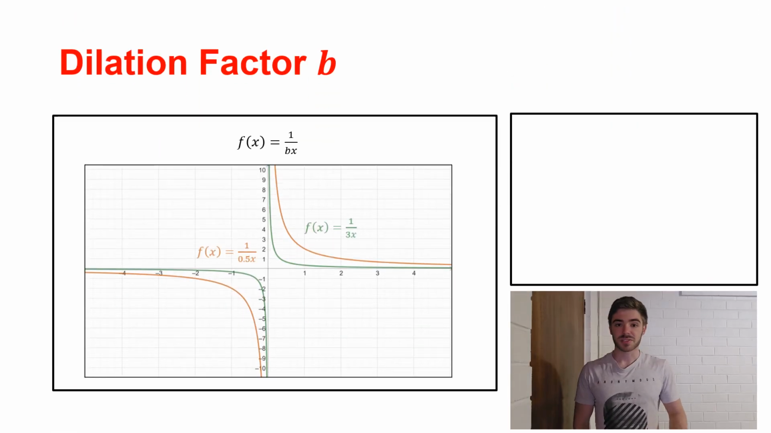The b term is very similar to a. It works in the opposite direction though. So as b gets larger, we actually see the hyperbola get closer to the axes. And as b gets closer to 0, the hyperbola stretches away from the axes.